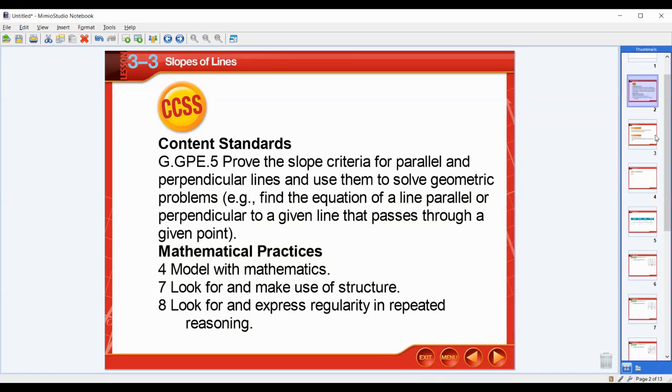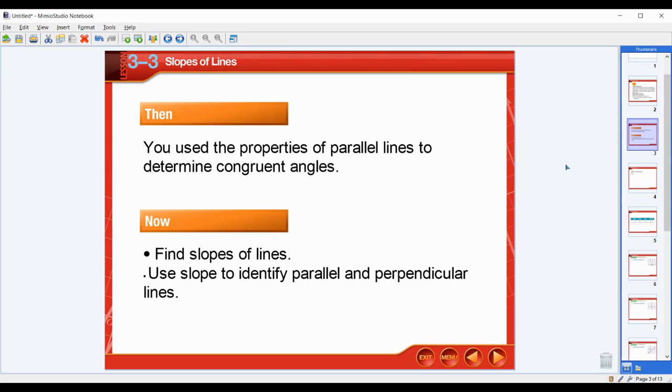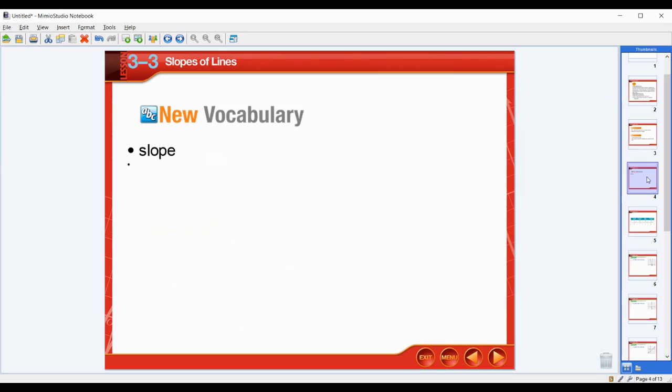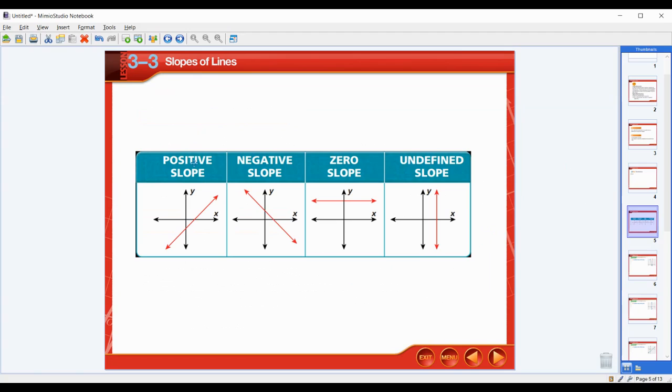Okay, let's go ahead and get started with our lesson today. Our lesson is 3.3 slopes of lines. So our I can statement for today is I can find slopes of lines and I can use slopes to identify parallel and perpendicular lines. So the vocabulary we're going to be talking about today is slope.